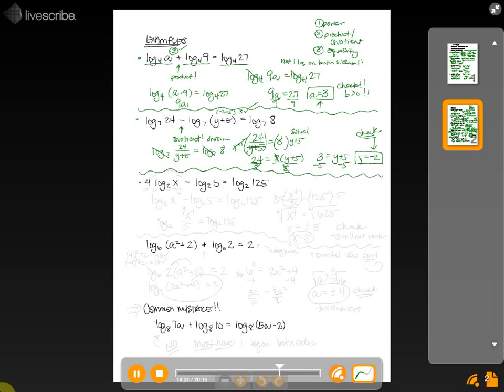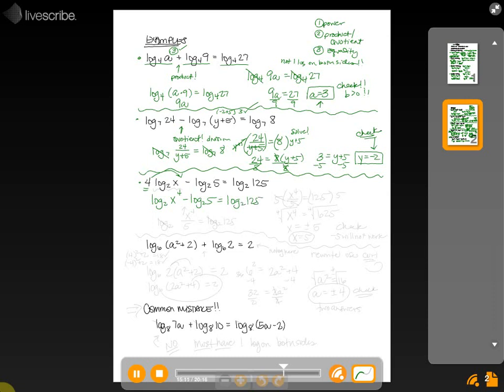Our third example is 4 log base 2 of x minus log base 2 of 5 equals log base 2 of 125. First thing we want to check for is the power property. Well, in this case, we have a 4 out in front. That 4 is going to move up and become the exponent on our x, because that's what the power property says we can do. So it's going to be rewritten as log base 2 of x to the 4th minus log base 2 of 5 equals log base 2 of 125.